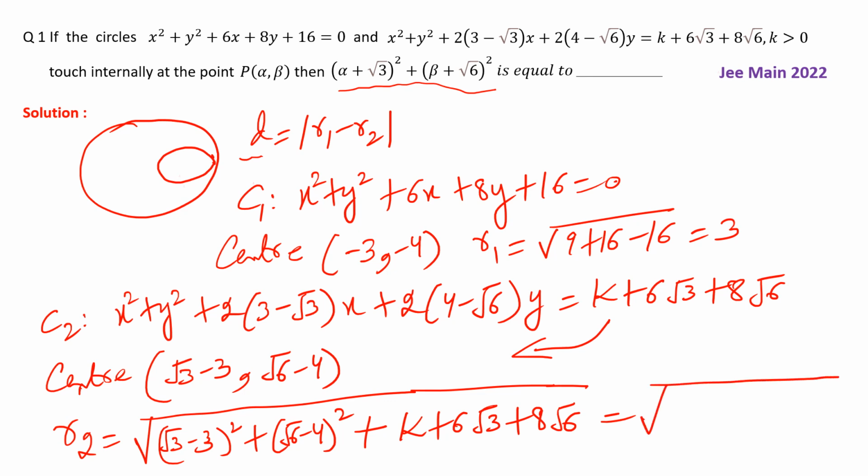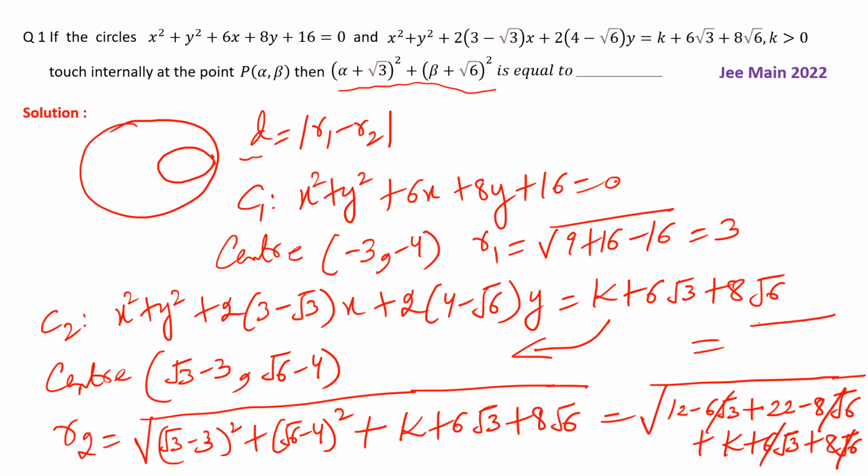So just simplify this value. You will be getting (root 3 minus 3) whole square as 9 plus 3, 12, so 12 minus 6 root 3. Then we have (root 6 minus 4) whole square. That becomes 22 minus 8 root 6. And then we have k plus 6 root 3 plus 8 root 6. Now students, it's very much clear that these two values, 8 root 6 and 6 root 3, will get cancelled. So I'll be getting square root of 34 plus k.